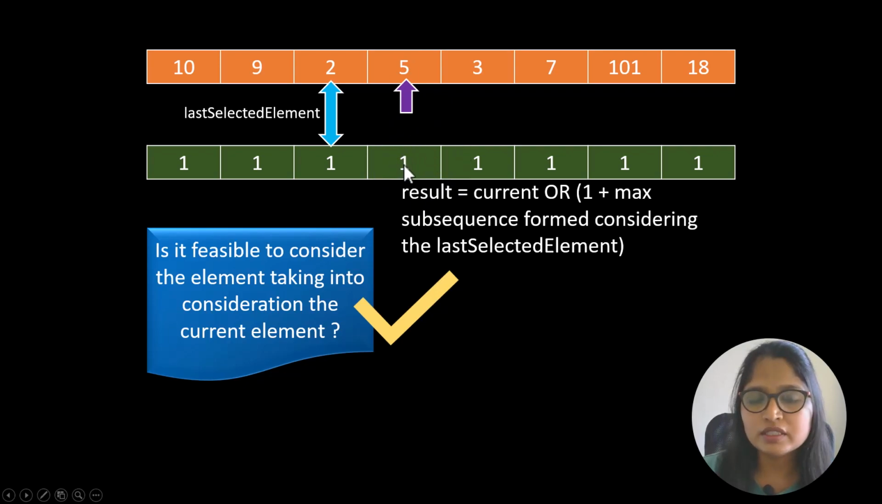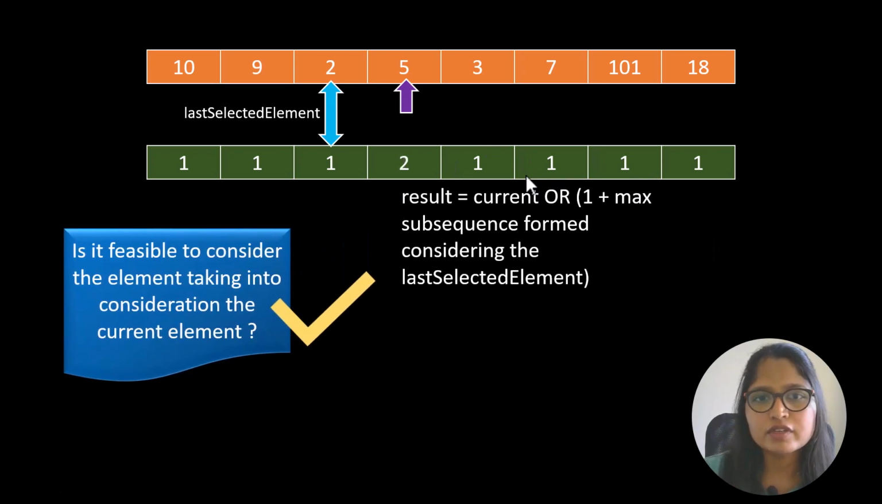The result is going to be the maximum of the current value that was there, or you can add 1 to the last selected element's value, because I am going to select the subsequence that was formed in this particular position with this element being the last element in that subsequence, plus I am going to add this 5 to that subsequence, so my length goes 1 plus this subsequence. So that is the result.